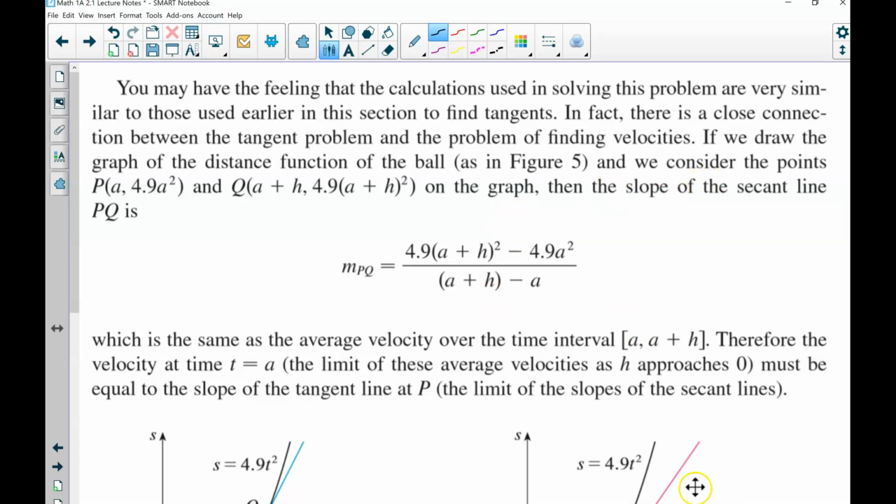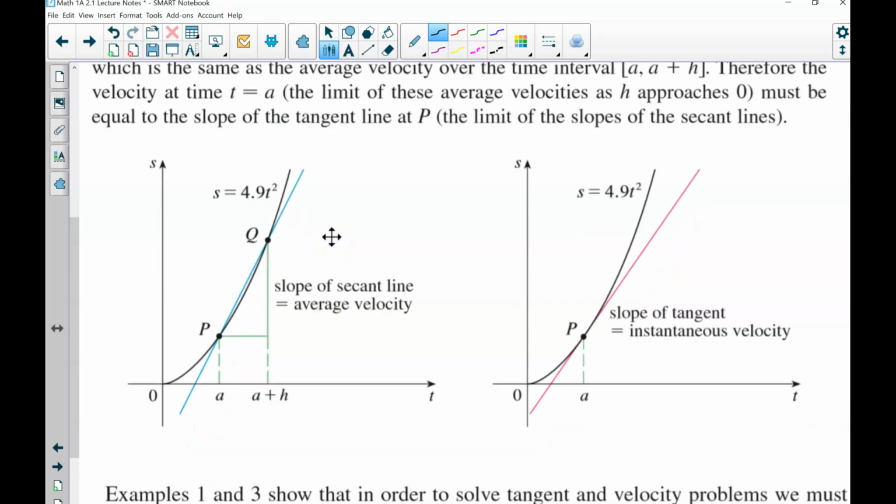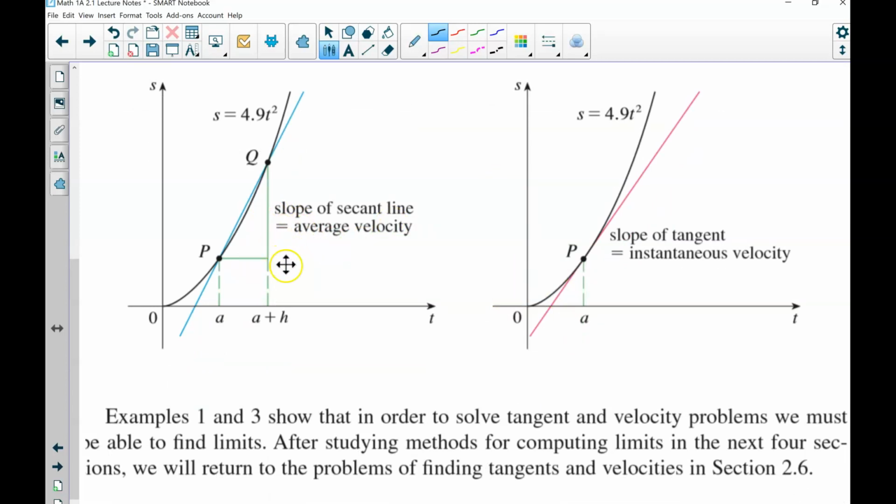Now, if we draw the graph of the distance function of the ball, and then consider the points P at a, 4.9a squared, and Q at a plus h, we're adding h to the value of a on the graph, then the slope of the secant line PQ would be 4.9 times a plus h squared minus 4.9a squared over a plus h minus a, which is the same as the average velocity over the time interval between a and a plus h. Therefore, the velocity at time t equals a, the limit of these average velocities as h approaches 0, must be equal to the slope of the tangent line at P, which is the limit of the slopes of the secant lines. So here you can see the figures of what that looks like.